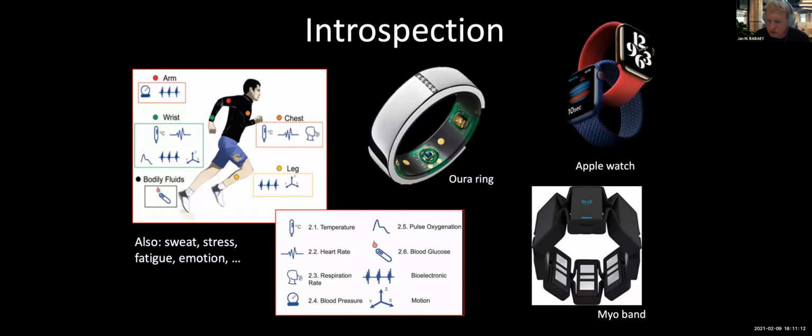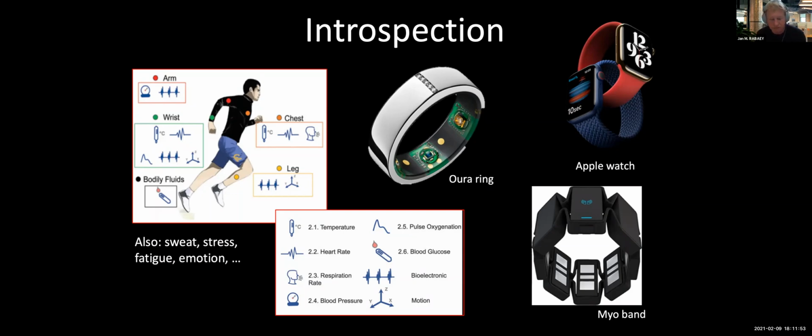So here are some of the functions that people have been playing around with, and sensors exist for each of those. Basically, there are a number of biometric parameters we can observe: temperature, heart rate, respiration rate, blood pressure, blood oxygenation, blood glucose, bioelectronic signals, EMG, EEG, ECG, and so on, and motion. Those can be monitored in various places. Some are better at the wrist, some at the chest, at the leg, or even internally, like bodily fluids, below the skin, or with implanted devices.